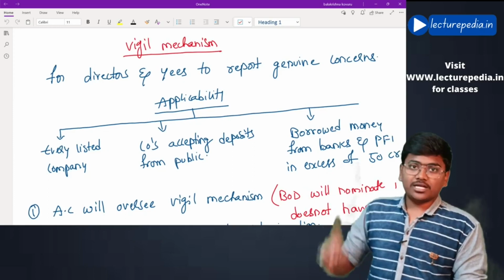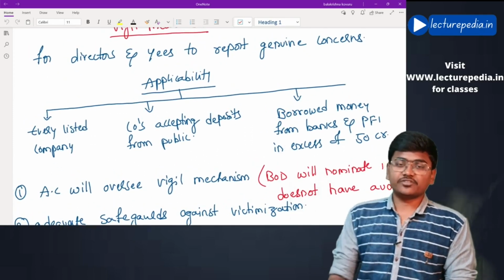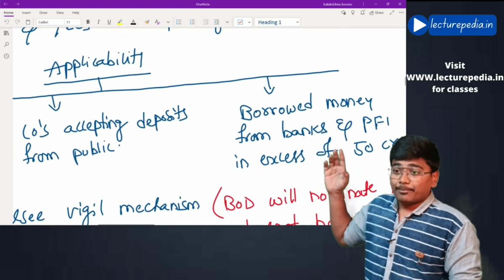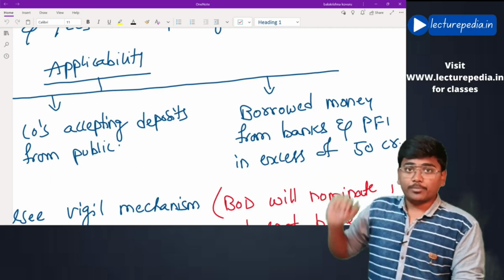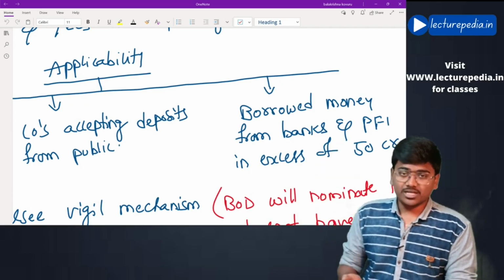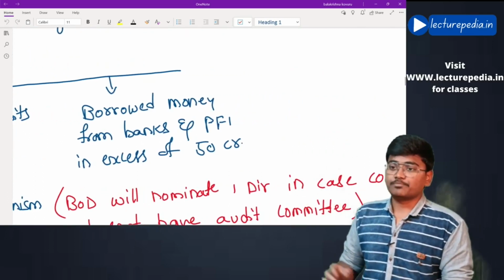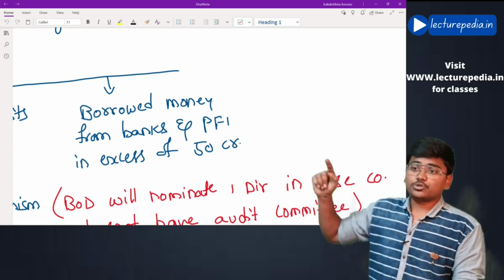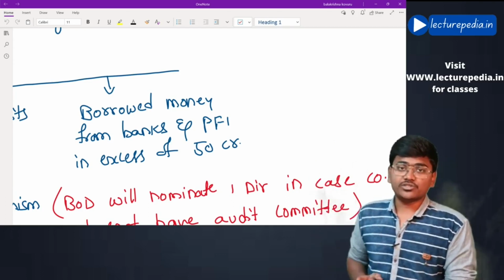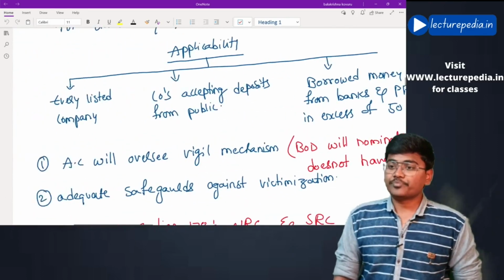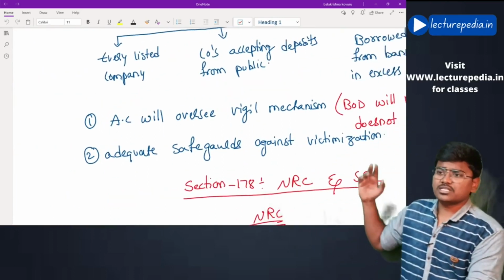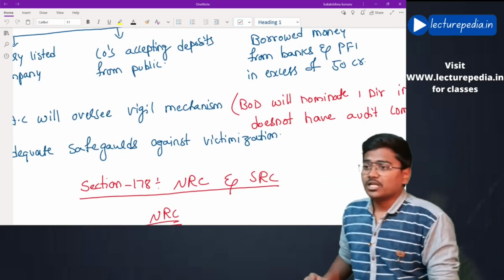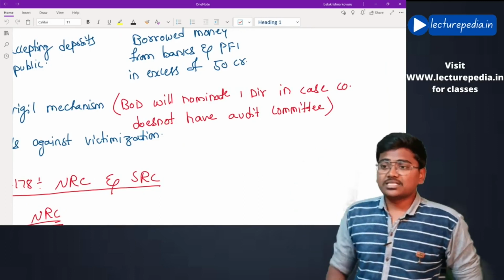Now, applicability of this whistle mechanism. To which companies is this whistle mechanism applicable? First of all, every listed company and companies accepting deposits from the public. If any company is accepting deposits from the public, then it must constitute a whistle mechanism. Next, companies which have borrowed money from banks and public financial institutions in excess of 50 crores should also constitute a whistle mechanism. The audit committee will oversee the whistle mechanism. In case the company does not have an audit committee, then the board of directors will nominate one director.